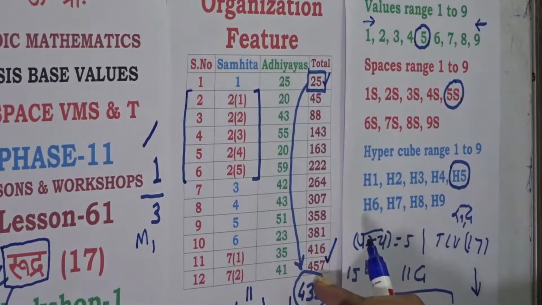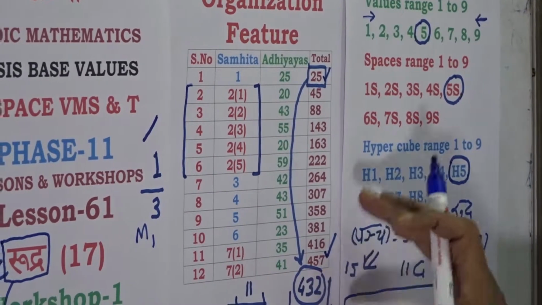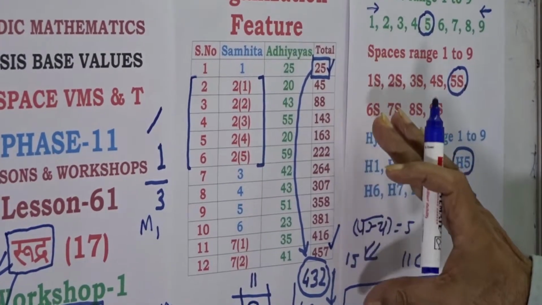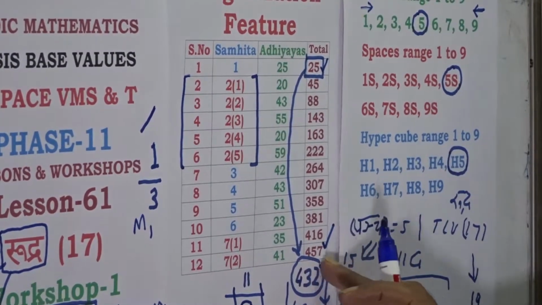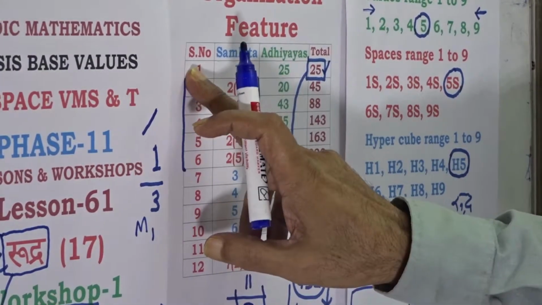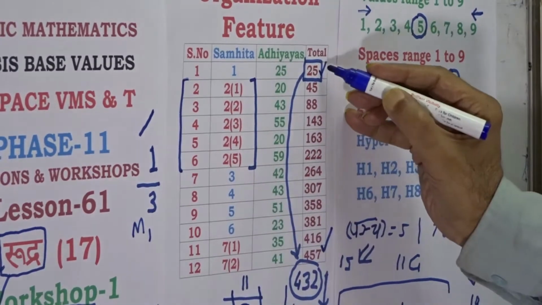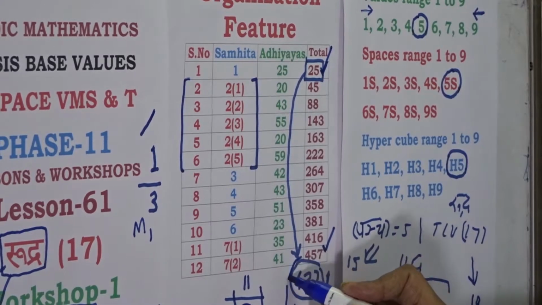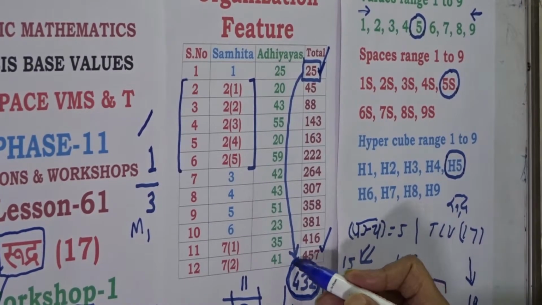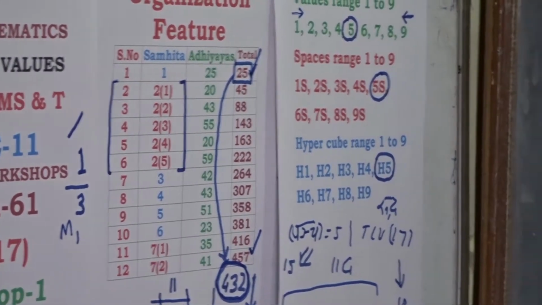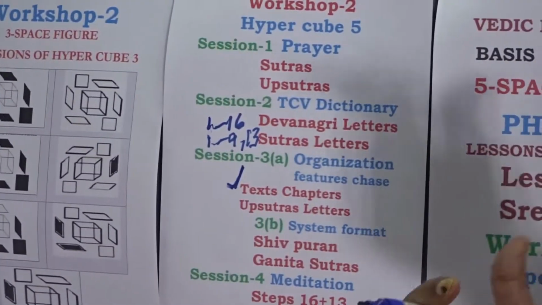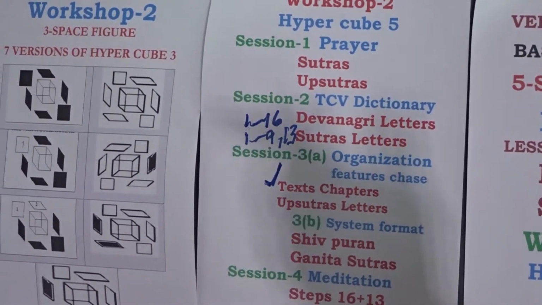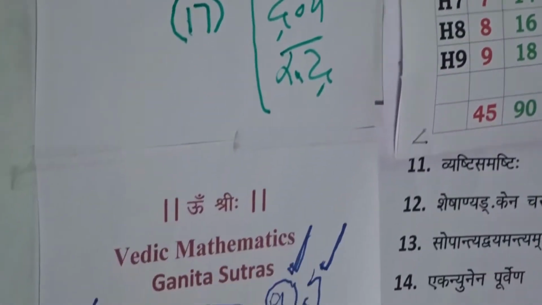Now, this organization, we have seen, leads to a total value of 457. There are in all 457 chapters. Out of these 457 chapters, the first Samhita, Videshwar Samhita, is of 25 chapters, and the balance is of 432 chapters. Here, today, our focus is going to be upon the text of the sutras, and of the text of sutras, our first attention is going to be upon the text of Ganita Sutras.